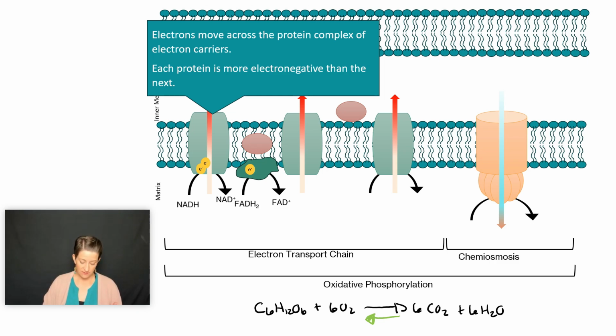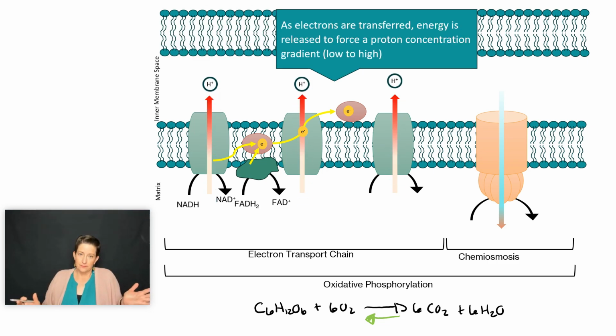Those electrons are then going to move across to each successive protein. Each successive protein is more electronegative than the last, which means each successive protein wants the electrons more. And when they want electrons more, they're going to give off energy. So these electrons are jumping, they are moving, proteins want them, energy is released. So as electrons are being transferred, energy is being released.